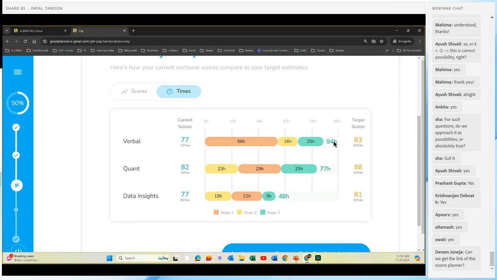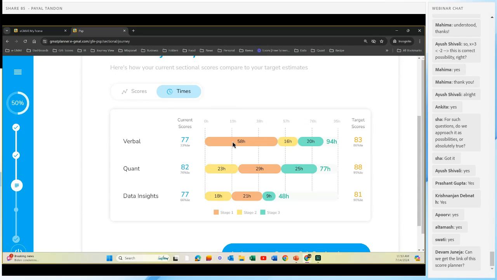Verbal, it's going to take 94 hours based on the information that it has right now. Quant, again, the jump isn't that much, but still there are 77 hours required. And this is very important here. Even though the jump in quant is less as compared to the jump in verbal, if you look at the green part over here, the stage 3 part, 20 hours are required for verbal test readiness and 25 hours are required for quant test readiness. So from a test readiness standpoint, similar effort is required.